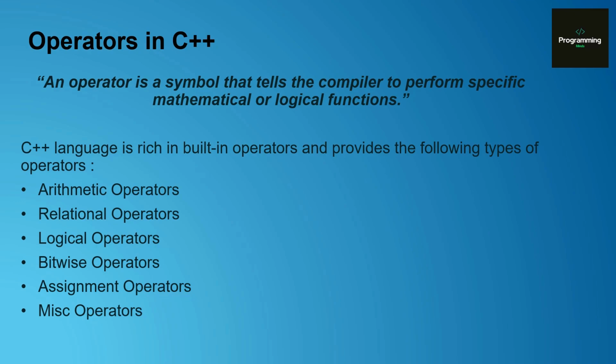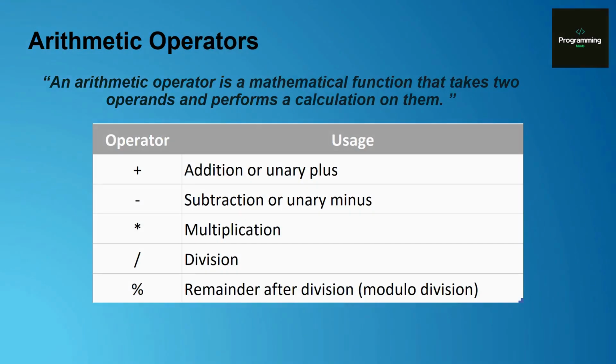There are different types of operators. Following are a few: arithmetic operators, relational operators, logical operators, bitwise operators, assignment operators, and other miscellaneous operators. So we will see them one by one. First, I'll explain the arithmetic operators.